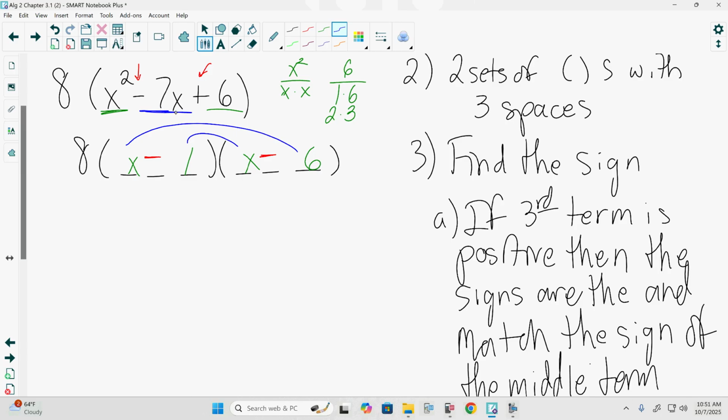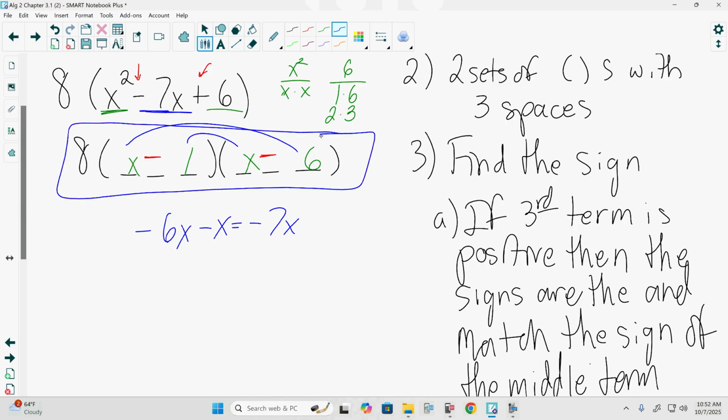Now we're not going to check the first x times x, because x times x is x squared. We got that from the factors of x squared. 1 and 6 should still multiply to get us positive 6. Negative 1 times negative 6 is indeed positive 6. There's no real reason to check those. Now x times negative 6 would be negative 6x. Negative 1 times x is negative x. And negative 6x minus x, negative 6 minus 1, is indeed negative 7x. And that is the middle term that we wanted. So this here is our factored form.